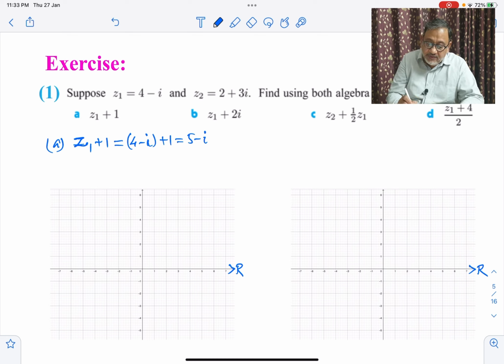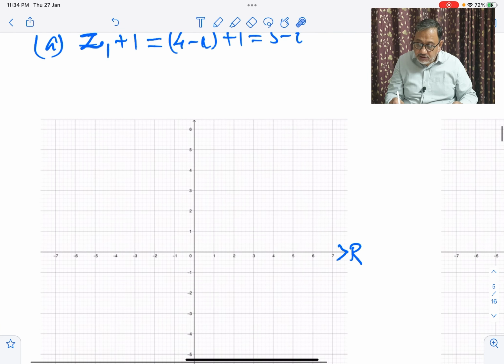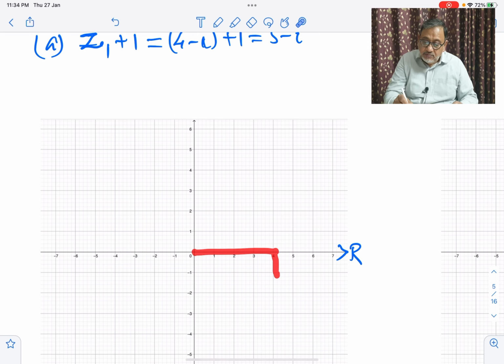So Z1 is 4 minus i: 4 to the right and 1 down. So look here, 4, now let me make it big, 4 and then minus i. So it will come here at this point. So I'll mark it here. So this is my Z1.